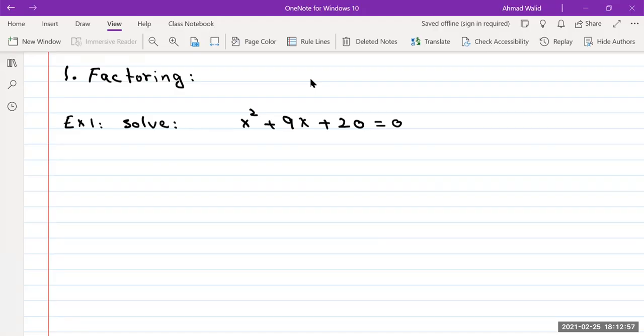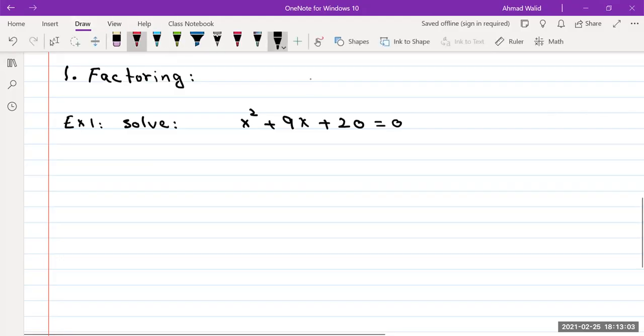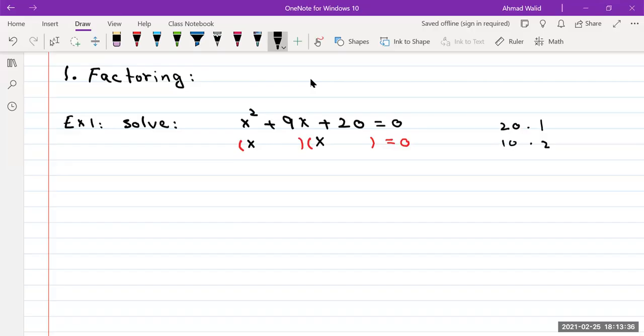Okay, the method name is factoring. My first step here is to try to factor this polynomial, and I had a really short lecture for you on how you can factor a trinomial, a polynomial with 3 terms. Of course, you see, I'll take the square root of x, I'll put x in this parentheses, and I'll put x in this parentheses. Possible factors of 20: 20 times 1, 2 times 10, 4 times 5.